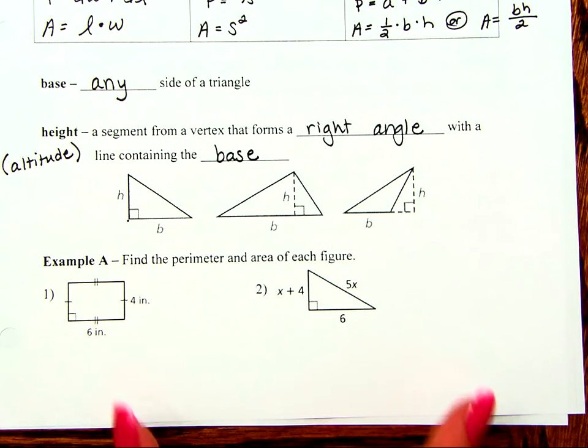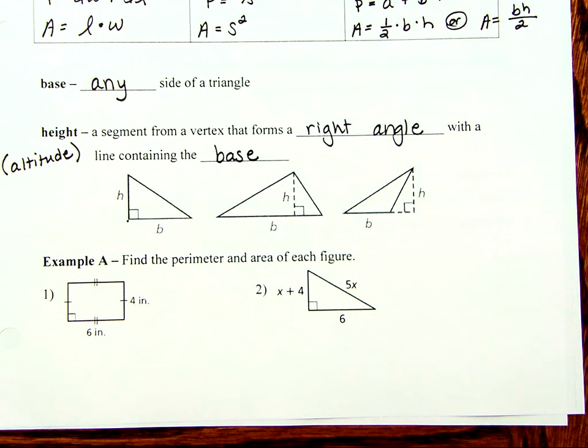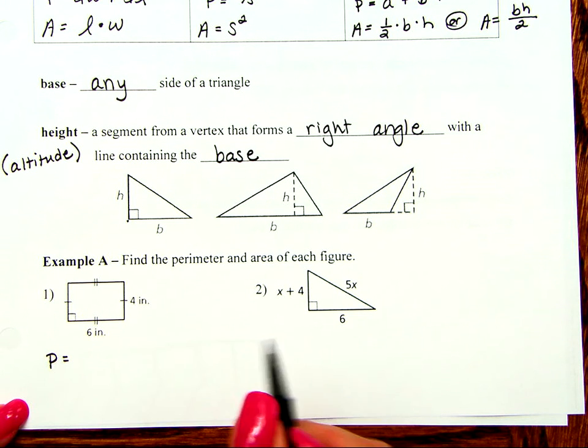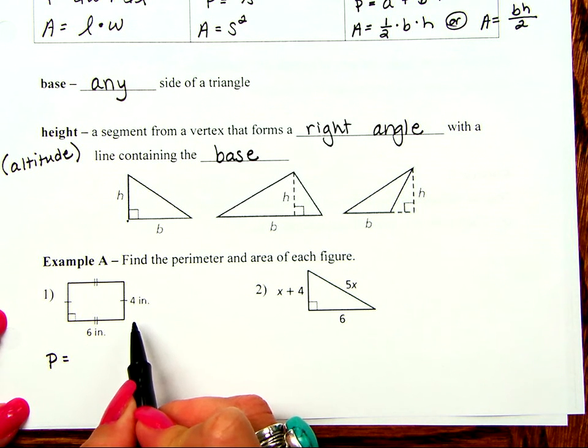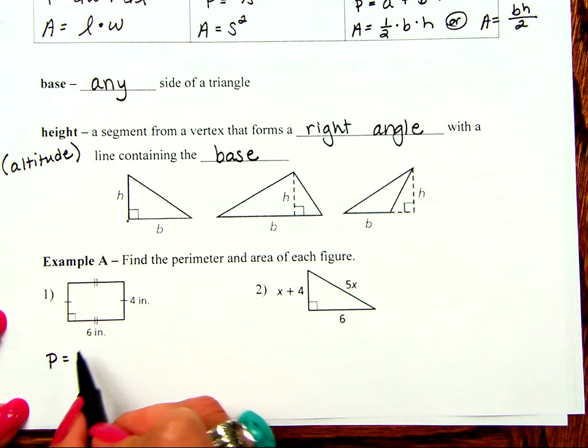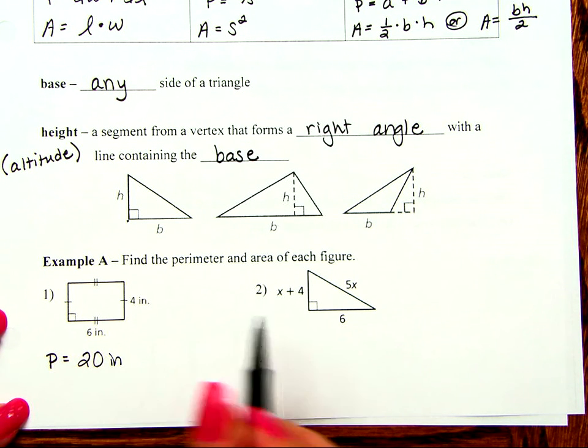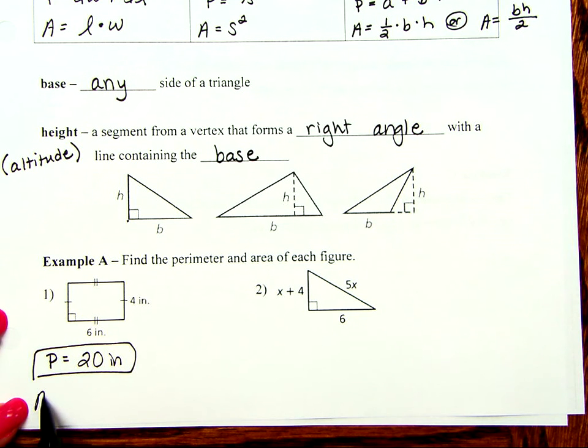If I look in example A, they're asking me simply to find the perimeter and the area. So I want you to note that we're going to have 2 answers for each question. My perimeter, we said, well, 2w plus 2l, or if we simply add these up, 6 plus 4 plus 6 plus 4, we know that we're going to find a perimeter of 20 inches. My area, well, length times width, 6 times 4, we're going to have an area of 24. This is going to be inches squared, though, my square units.